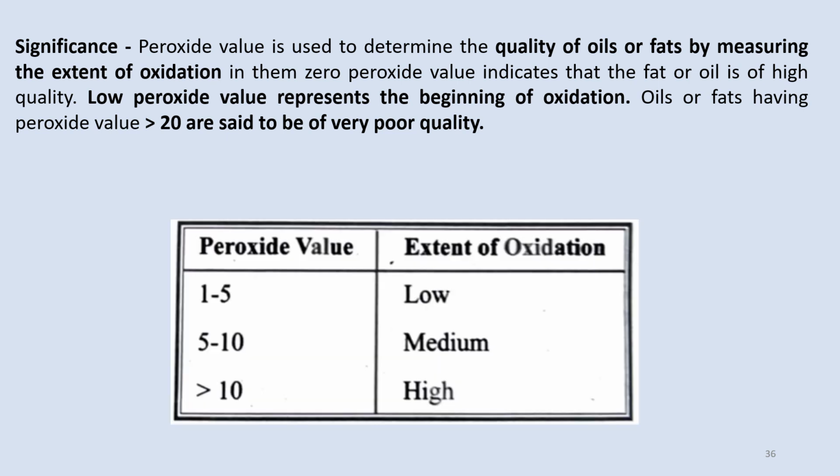You can see the table here. 1 to 5 is a low extent of oxidation. If the peroxide value is 5 to 10, then it is medium. If it is more than 10, then it is high. It is going to get rancid, or getting oxidized. So the peroxide value can determine the quality of fats and oils.